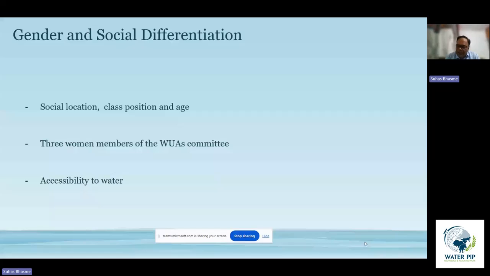To explain this particular phenomenon, let me tell you about three women members of the Water User Association Committee, of which two are upper caste women, one an old widowed woman and one a young married woman. And the third member is actually a scheduled tribe woman.